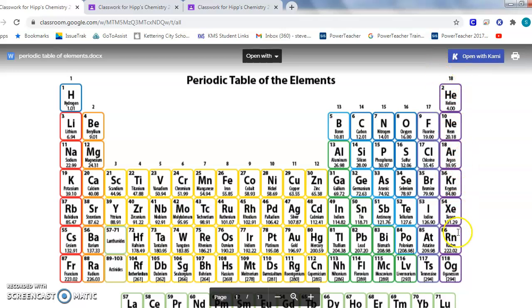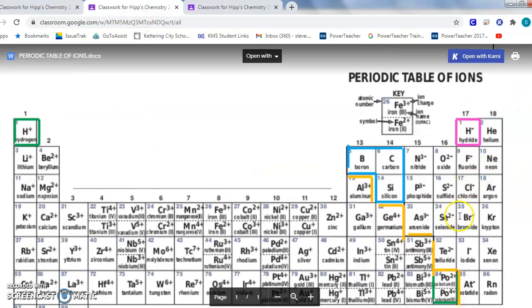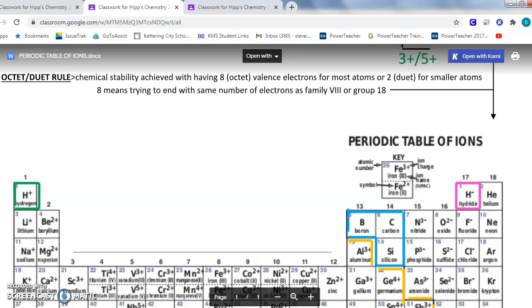Krypton is in the noble gas family. They are stable. They are chemically stable. They have the number of electrons they need. If you look on your periodic table of ions, here's the selenide ion right there. There's the 2-. Here it kind of shows us even more detail.